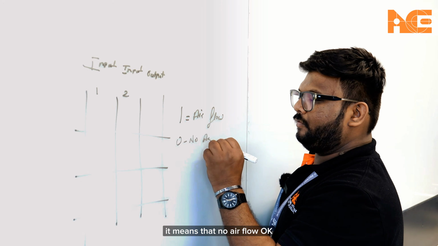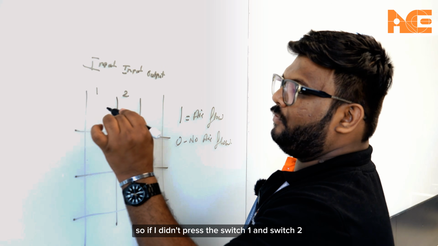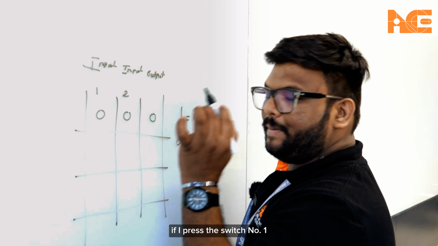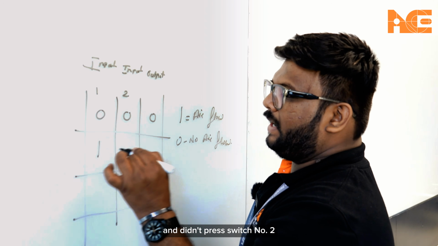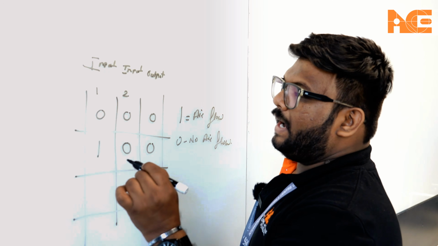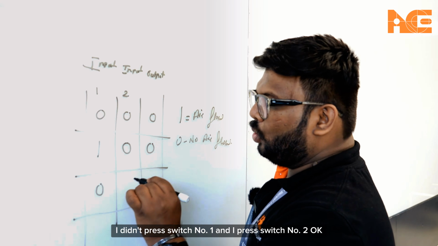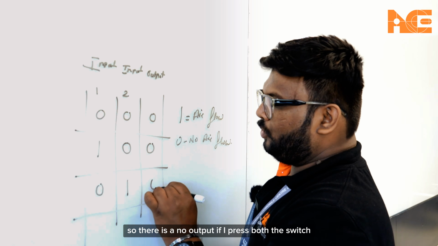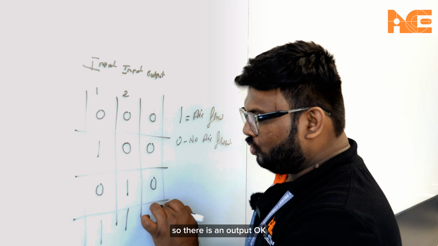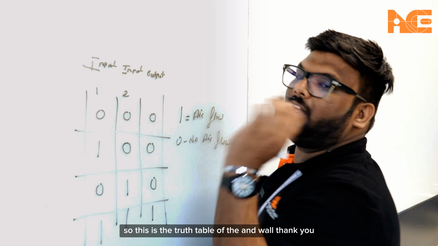Okay, so if I don't press switch 1 and switch 2, there is no output. If I press switch number 1 and don't press switch number 2, there is no output. If I don't press switch number 1 and I press switch number 2, there is no output. If I press both switches, there is an output. Okay, so this is the truth table of the AND valve.